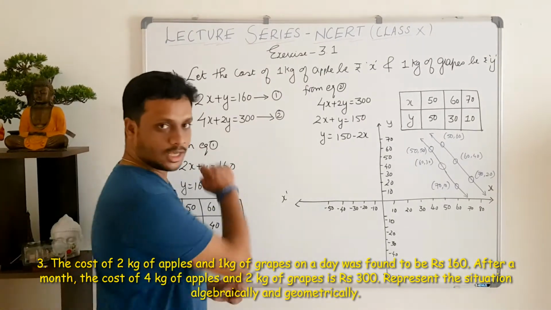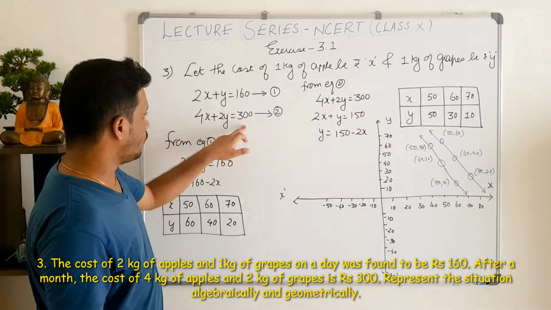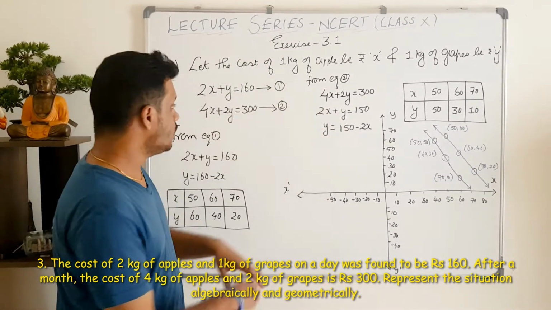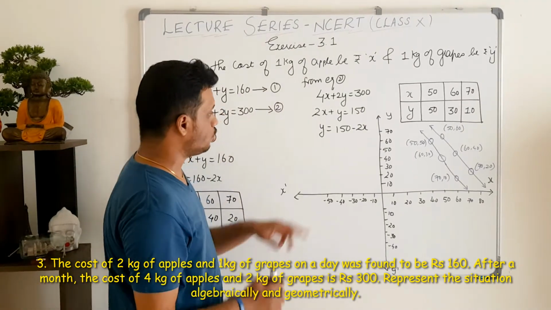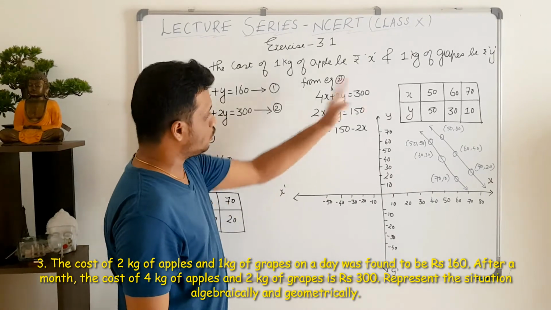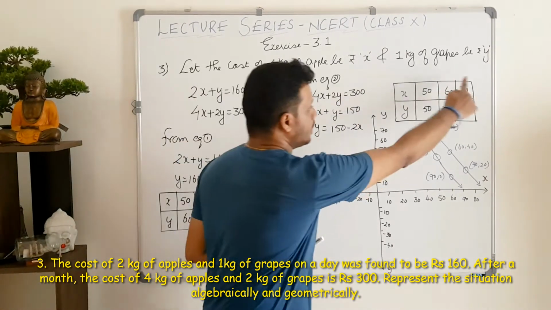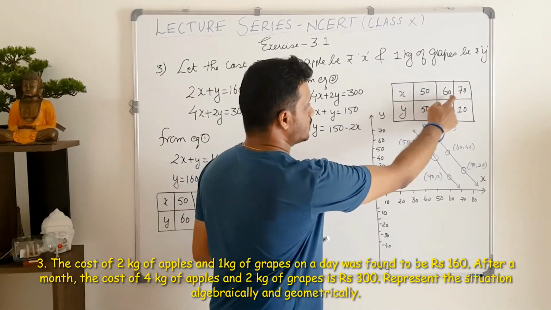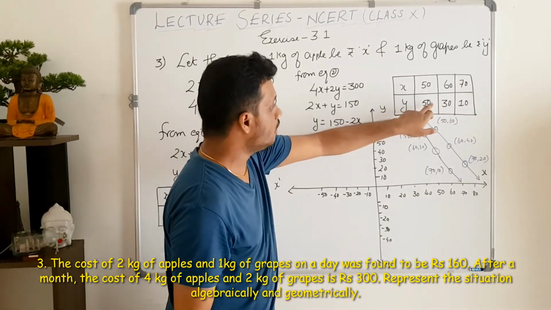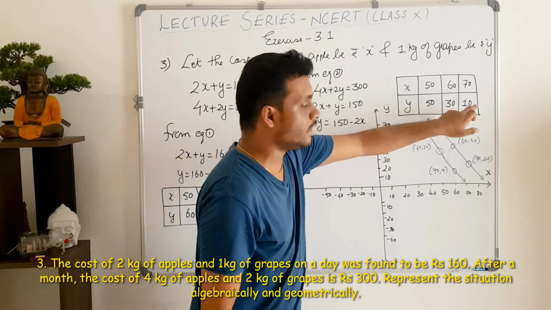Now we move on to the second equation. Here we have 4x plus 2y equal to 300 and this equation can be divided by 2 to make it simpler. So after dividing this second equation by 2, you will be getting 2x plus y equal to 150. Again I have kept y and taken 2x to the other side and I have framed a table where I have taken 50, 60, 70 for x and substituted those values here and got the corresponding values for y, which is 50, 30 and 10.